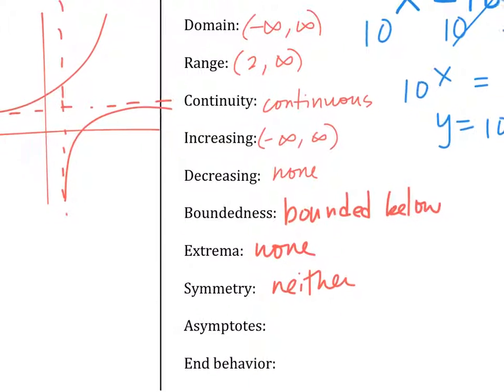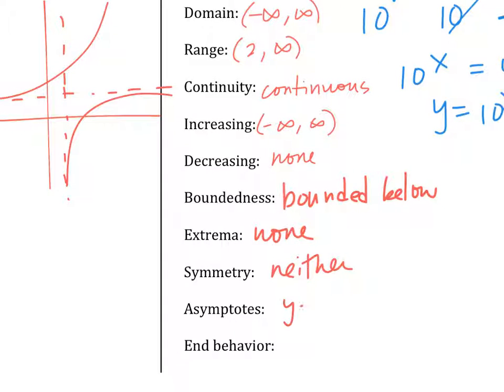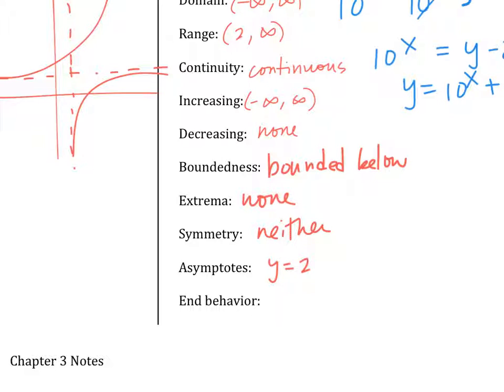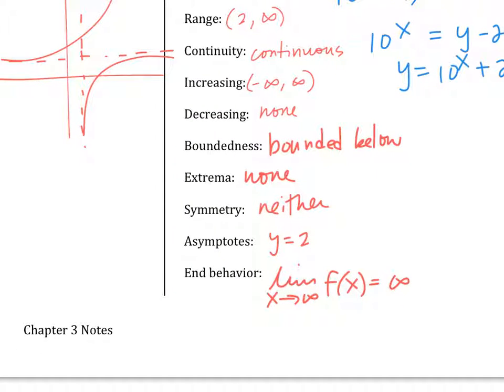Murphy, asymptote. Yes, the only asymptote. Raymond, end behavior. As x goes to infinity, f goes to infinity. And then Daniel, give me the other end behavior, x to negative infinity. y goes to 2. Yes, y stops at the horizontal asymptote. Any questions?